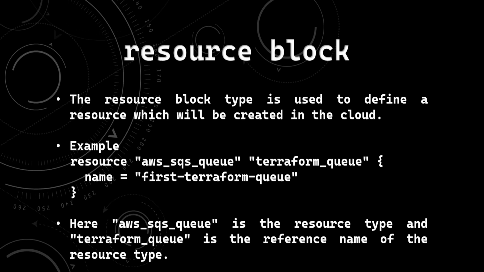Resource block. The resource block type is used to define a resource which will be created in the cloud. So see, for example, resource "aws_sqs_queue" "terraform_queue", right? And the name of the queue will be fast-terraform-queue. So that is why you have written resource, and aws_sqs_queue is the resource type, and terraform_queue is the reference name of the resource type. And what will be the name of the SQS queue? That is fast-terraform-queue.